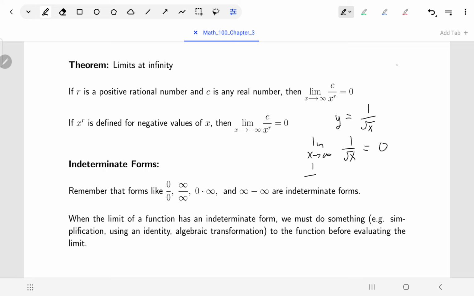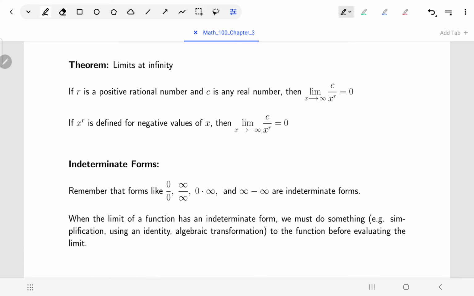But if we were looking at the limit as x goes to negative infinity, I would say that that does not exist. And that doesn't exist because our function, 1 over root of x, is not defined for negative values of x. So if your function was defined for negative values of x, then yeah, you could go right ahead and say that as x goes to negative infinity, that fraction would go to 0. But we have to be cautious. There are lots of cases where maybe our limit as x goes to negative infinity won't exist, and that's because our function isn't defined.